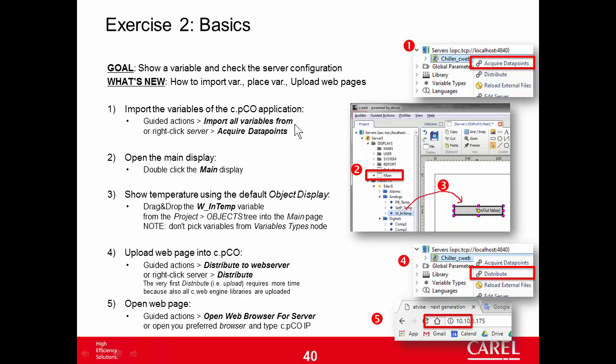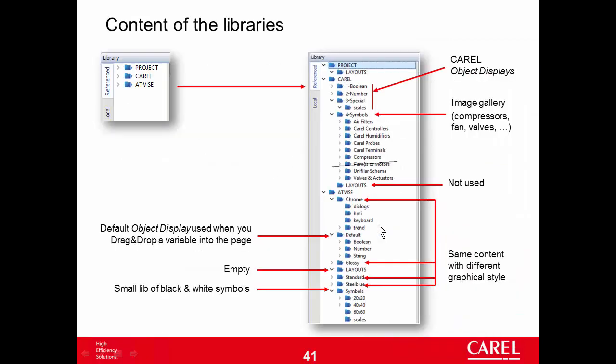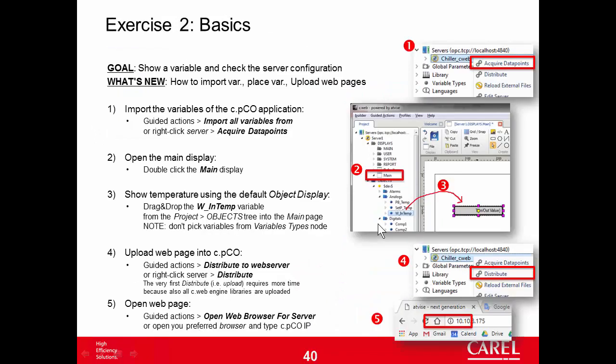We have seen how to import the variables from the files that we have exported earlier. We also had an overview of the Solution Explorer, and here we have the details of the libraries. I just drag and drop the water inlet temperature variable from the object nodes into the page, and distribute to the target. Then I open the browser, Chrome, type the IP of the device, 10.10.12, and that's all, and it worked. So that's all for exercise number 2.